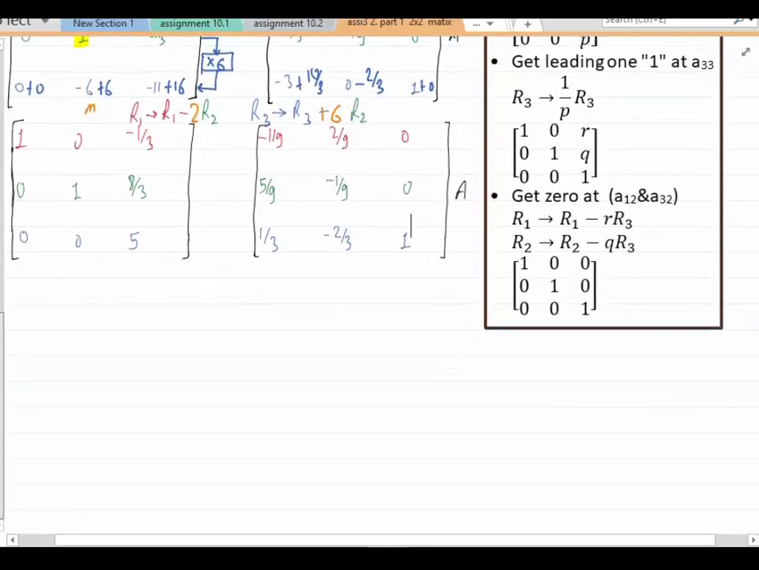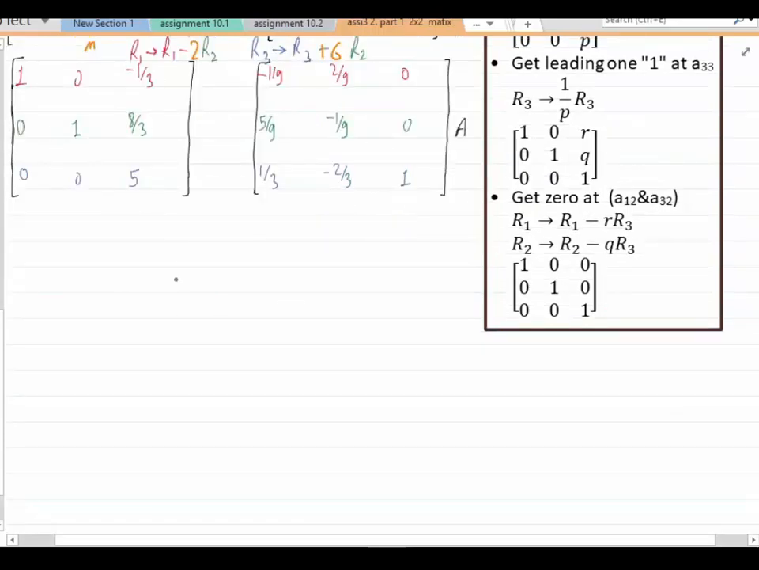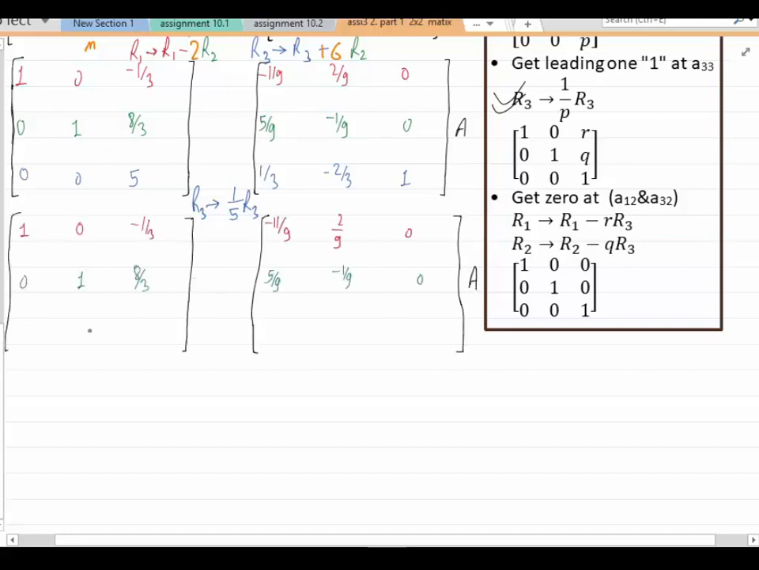Now it's time to get the leading one at A33 without using the first and second row. So compulsorily we have to take 5 common from the third row. That means we have to take the operation R3 gives 1 by 5 R3. In this process our first and second row will be as it is. So here they are as it is, and the third row will be, after taking 5 common, 0 0 1. Here we'll get 1 by 15, minus 2 by 15 and 1 by 15.